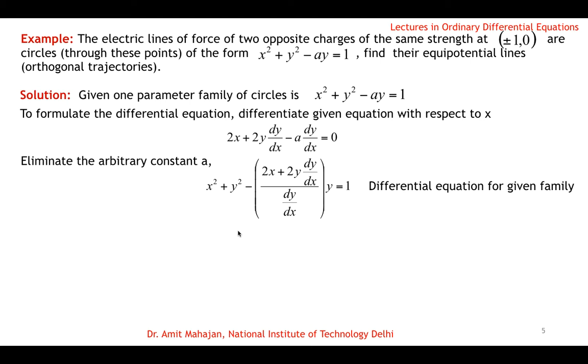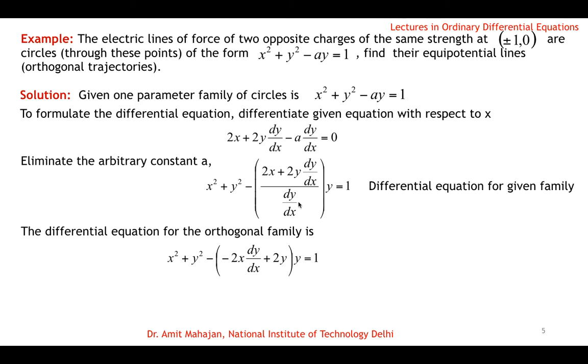Now the second step is to write the differential equation for the orthogonal family. Because the product of the slopes is −1, we can replace this dy/dx here with −dx/dy, and then rearrange this to write the orthogonal family differential equation. So here I've used dy/dx as −dx/dy, and then just rearranged that to write this differential equation. Now we can solve this differential equation to find the orthogonal curve.